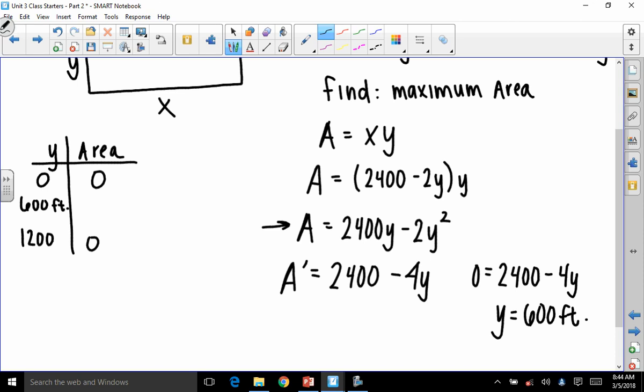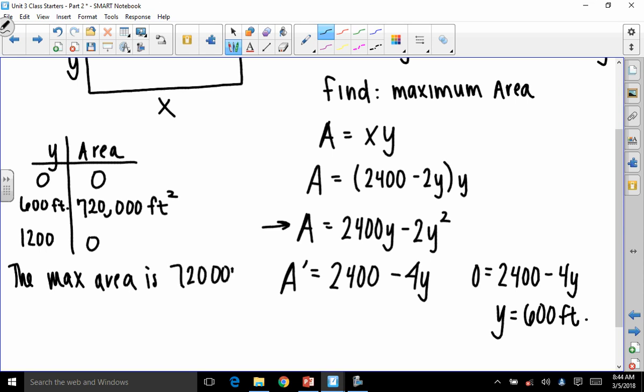What's that maximum area? 720,000 square feet. Okay. So the maximum area is 720,000 square feet when y is 600 feet.